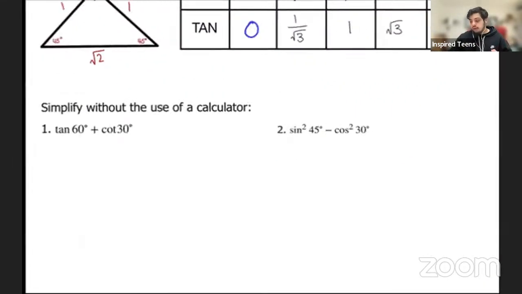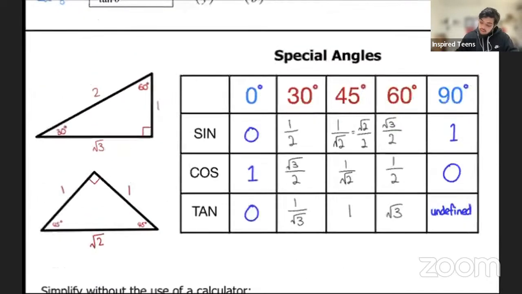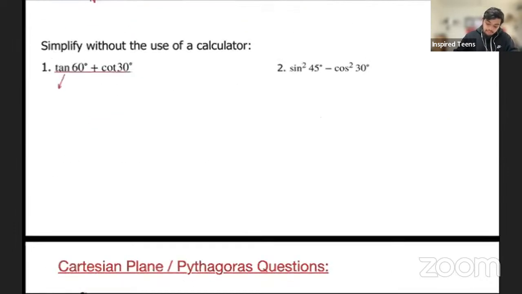They say solve the following without a calculator. This is where your knowledge of special angles comes in. For example, they have tangent 60 plus cot 30. Tangent 60 we know, tangent 60 is root 3. Then they have cot 30.